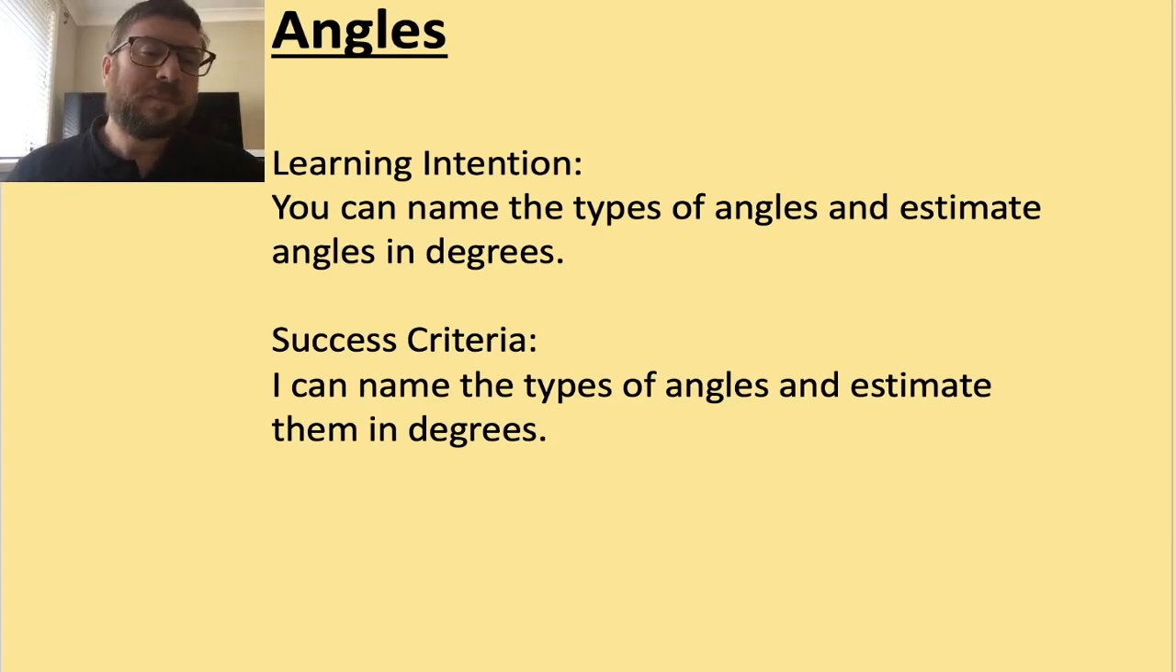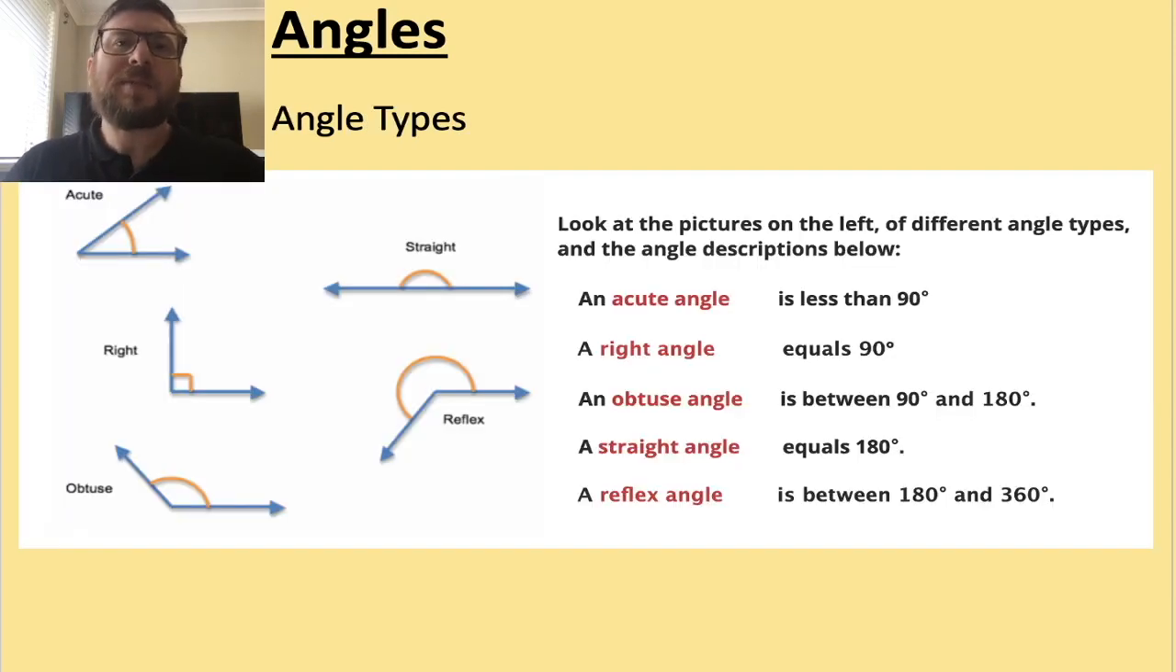Let's get started. So we're going to start today with the angle types. Now, as we all know, angles are measured in degrees. Degrees are shown by the little circle next to the number. So, looking at the pictures on the left, there are different types of angles in the descriptions that we've got shown here. So firstly, we have an acute angle. Now, an acute angle, as shown up in the top left here, is an angle that is less than 90. And the way I like to remember it is that it's little and cute, so it's less than 90 degrees.